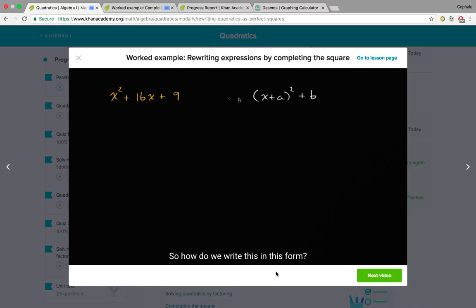Ooh. So how do we write this in this form? Well, one way to think about it is if we expanded this x plus a squared, we know if we square x plus a, it would be x squared plus 2a x plus a squared, and then you still have that plus b right over there.